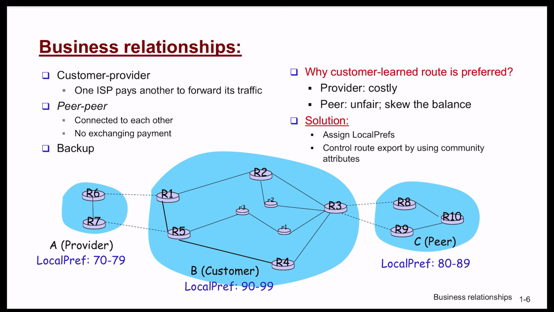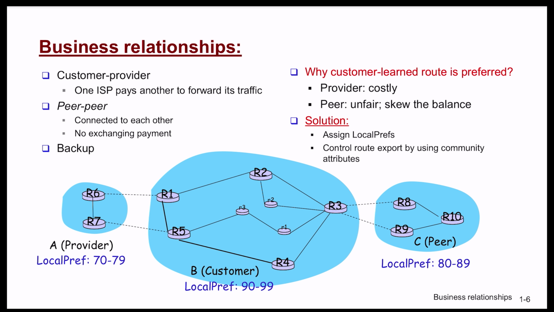There are 3 types of business relationship between ISPs. First is the customer-provider relationship, where one ISP pays another to forward its traffic. Second is the peer-peer relationship, where 2 ISPs connect directly to each other, usually without exchange fees. The third is backup ISP, which is used in urgent scenarios.